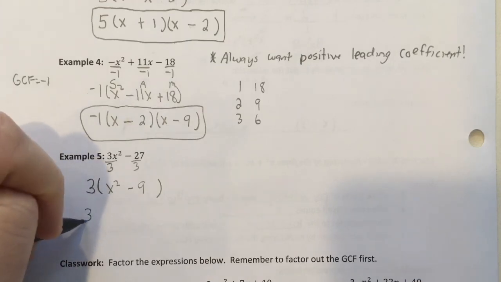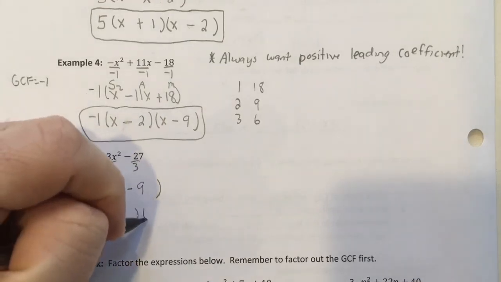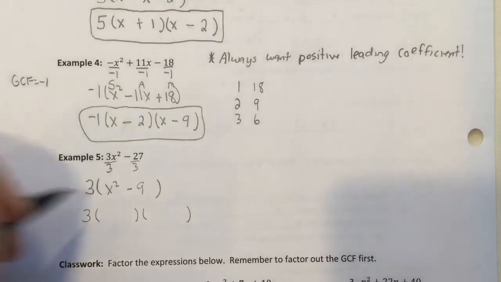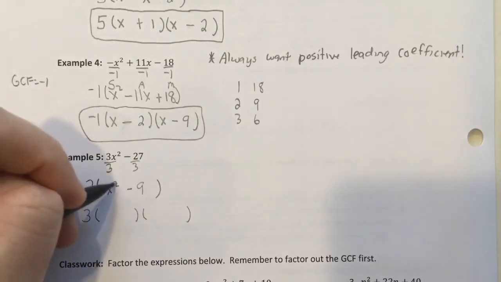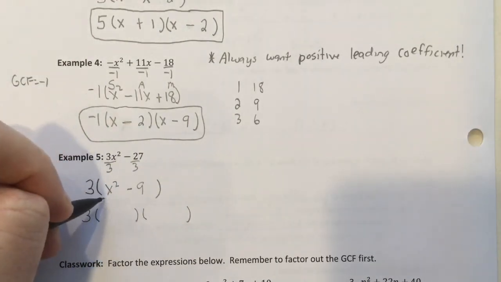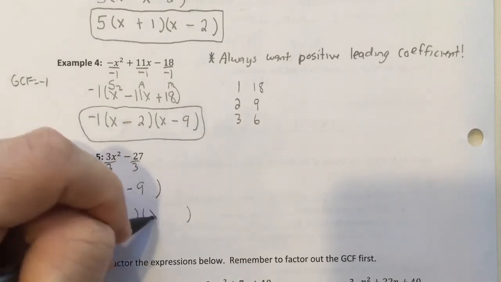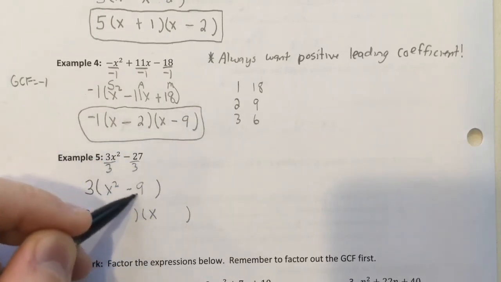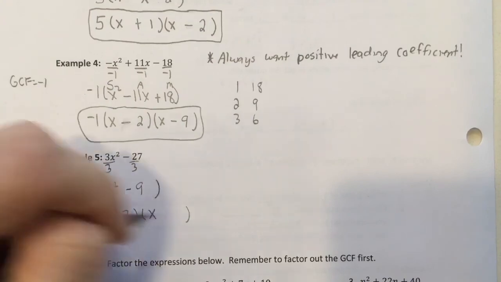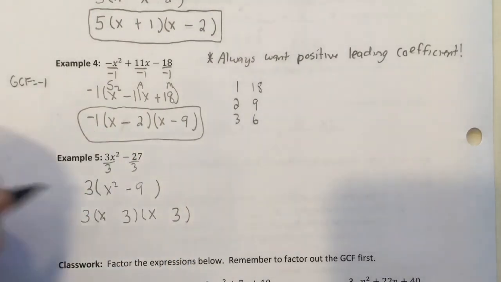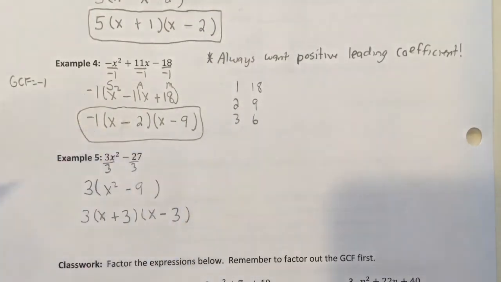So the 3 stays in front. I want to make 2 sets of parentheses. And remember, difference of squares means you take the square root of the first term. So the square root of x squared is x. That goes in the front of each set of parentheses. I take the square root of 9, which is 3. And that goes as the second term for each set. And I have 1 positive and 1 negative.